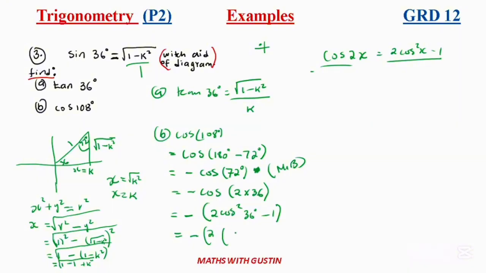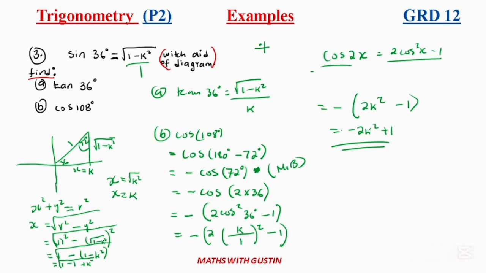Cos 36 is what? Adjacent over hypotenuse, which is equal to k over the hypotenuse, which is 1, all squared. Okay, does it make sense? Yeah, it does. Minus 1, all in brackets. So now this is what I have. Now I have got k squared, so I'm going to have the negative outside here. We're going to have 2k squared minus 1, then multiplying throughout by the negative is going to give negative 2k squared plus 1. And this is how you deal with a question like this one, guys.